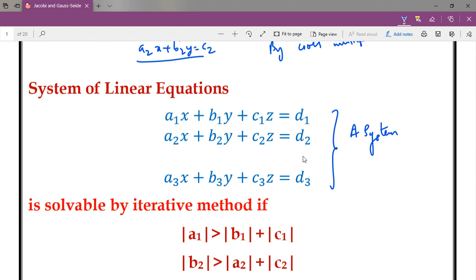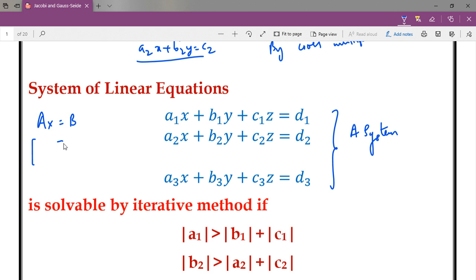all these three linear equations have a single solution, the same solution. That means whatever x, y, z values are satisfied by equation 1 are also satisfied by 2 and 3. So all these three equations have a common solution, therefore we call it a system. We know how to convert this into matrix form, which is of the form AX is equal to B.